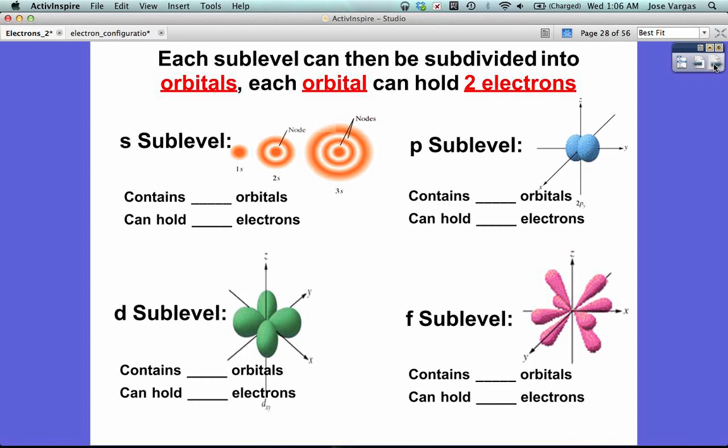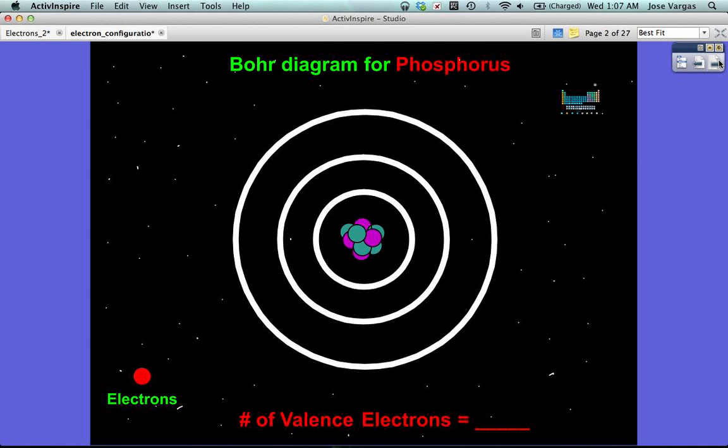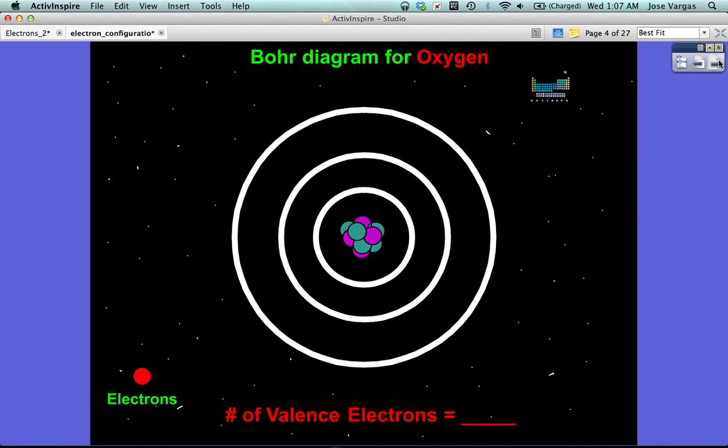So at this point, let's go to C14. You can draw the orbital diagrams. Later on, you'll know how to do this. So you can do it for phosphorus, nitrogen, and oxygen.